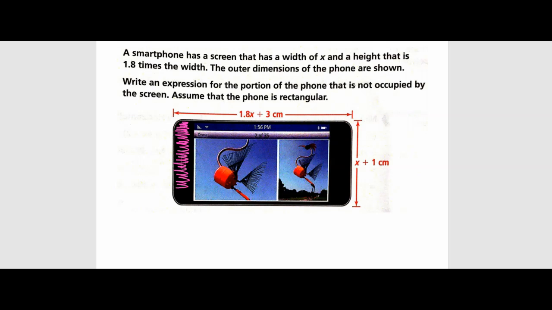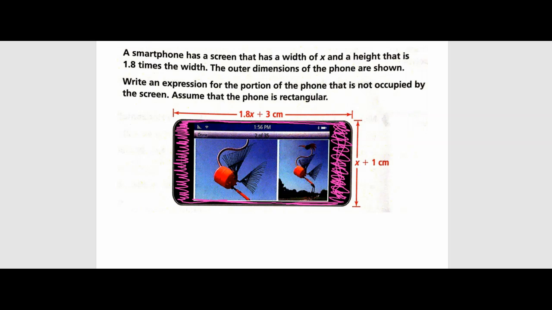And it actually goes all the way around the phone. There's a little bit less of it on the sides as there are on the ends, but there is a sliver on all the sides. So we need to subtract out the area of the screen from the entire phone. That would leave us the pink area. Well, we need to figure out what's the area of the screen.